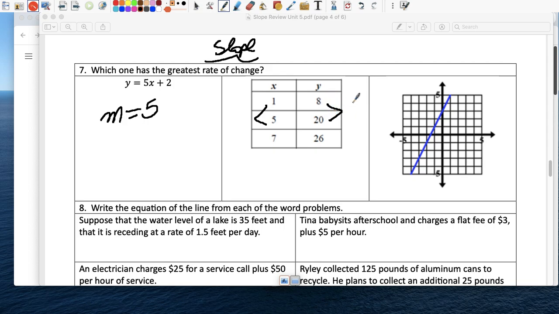8 to 20 is plus 12. 1 to 5 is plus 4. You can do it again. 20 to 6 is plus 3, and 7 to 5 is plus 2. Sorry, not plus 3, plus 6. Apologies.